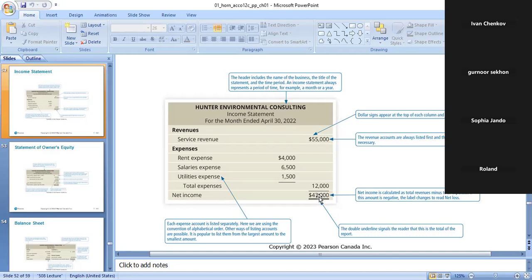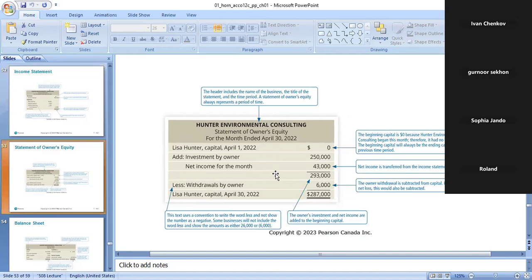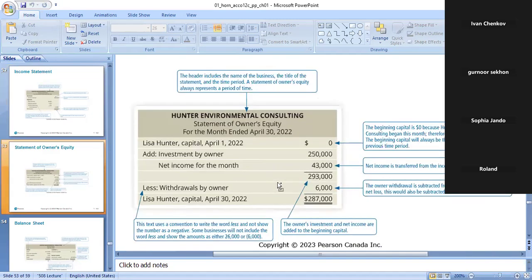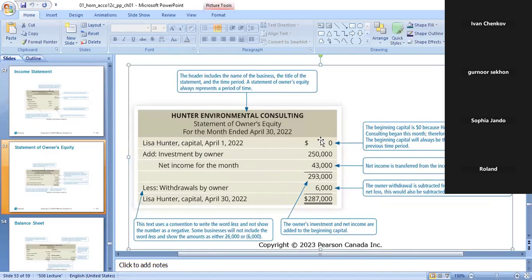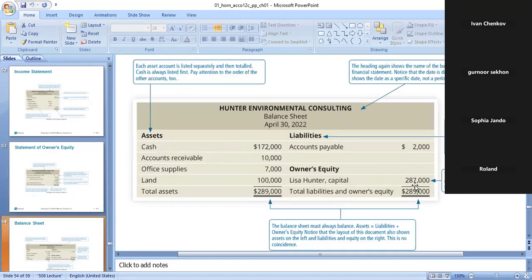Once they find out how much income they make, they want to know where is my balance on my capital account. So what we're going to do again: beginning balance plus investment plus income minus withdrawal. It's going to give you how much capital you have. Once I found how much capital I have, the capital automatically is going to become total equity.